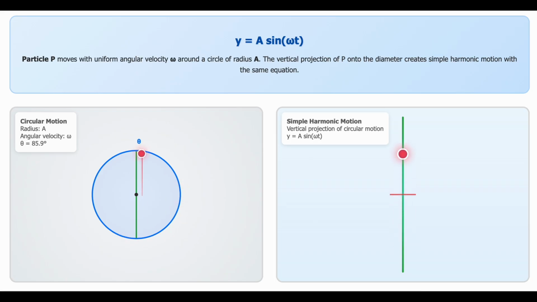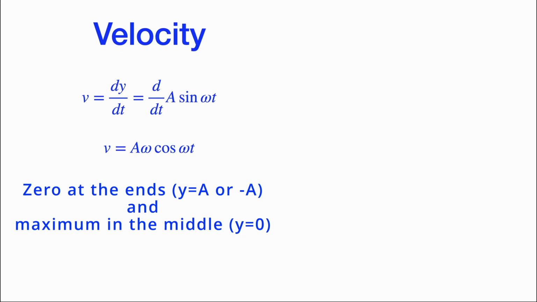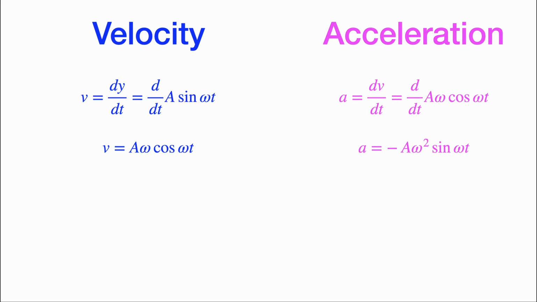Now, we can easily find the velocity of the particle by differentiating the displacement equation, v equals dy by dt, that is equal to a omega cos omega t. Since velocity is described by the cosine of omega t, it is 0 at the ends and maximum in the middle. The acceleration, which is the derivative of velocity, is a equals dv by dt equals minus a omega square sin omega t. The minus comes because the derivative of cosine is minus sine.